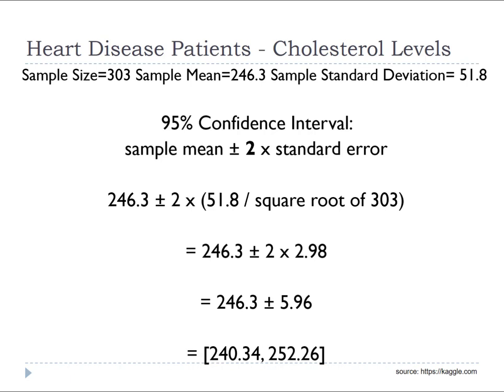252.26. The confidence interval means that we are 95% confident that the population mean cholesterol level lies somewhere between 240.34 and 252.26. The population is all heart disease patients that attend the Cleveland Clinic.